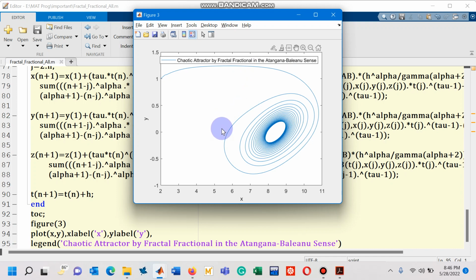Now you can obtain other phase portraits as well. I mean, you can give the command in such a way that you could have a phase portrait for Z versus X, for Z versus Y, or Y versus Z. So different kinds of commands could be given. Even if you want to get a three dimensional surface, then you will have to use the command plot3.